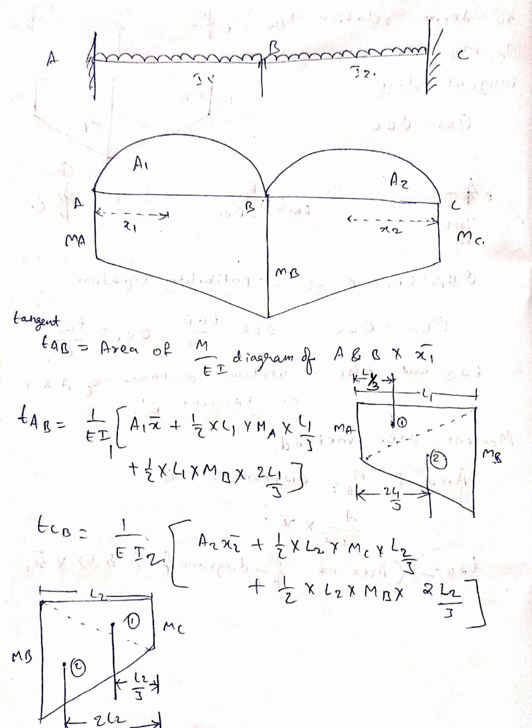So tCB also similarly we can calculate. So 1 by EI2 is for the moment of inertia between B and C. So A2 x2 bar is for the top, and for the bottom we have divided again into two parts, half into L2 into MC into L2 by 3 from B, the centroid distance, plus half into L2 into MB into 2L2 by 3. You can see the figure clearly.